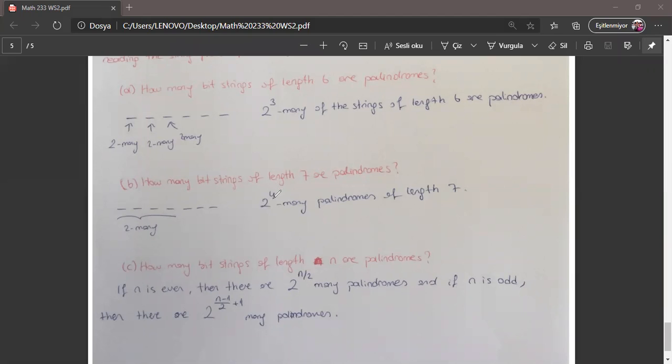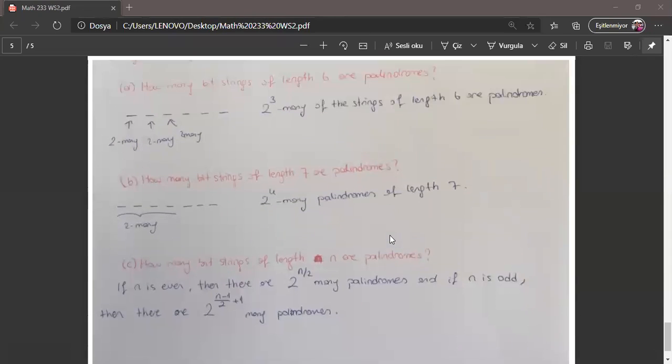If we put n equals 7, we need to have 2 to the 4. So 2 to the (7 minus 1) over 2 plus 1. It is 2 to the 6 over 2, which is 3, plus 1. So we have 2 to the 4, right? Exactly the same number. So if it's odd, we compute the number of palindromes by this formula. So that's it. See you next week.